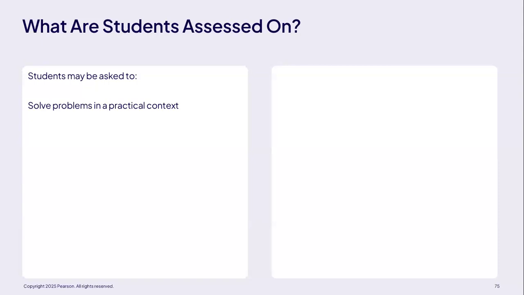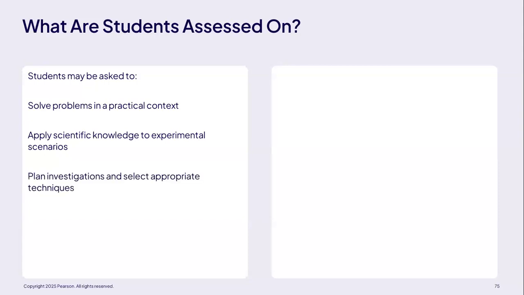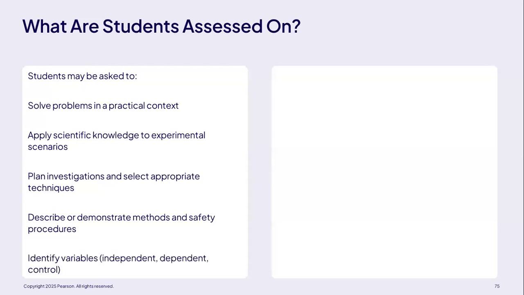helps develop their skills. So they might be asked to solve problems in a practical context, apply scientific knowledge to experimental scenarios, plan investigations and select appropriate techniques, or describe or demonstrate methods and safety procedures. Identify variables. Record results methodically with precision. So they might be given some data and asked to record it in the correct way.